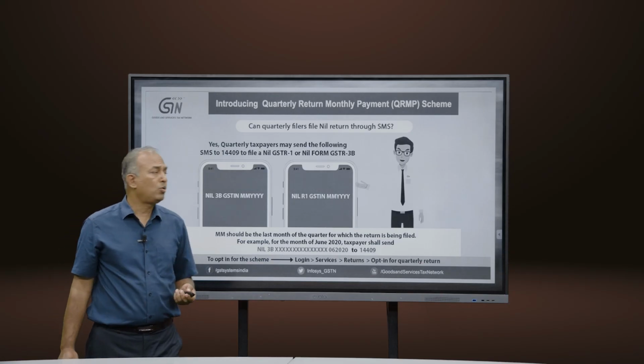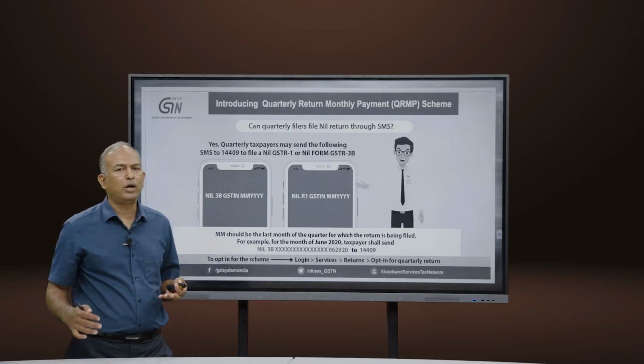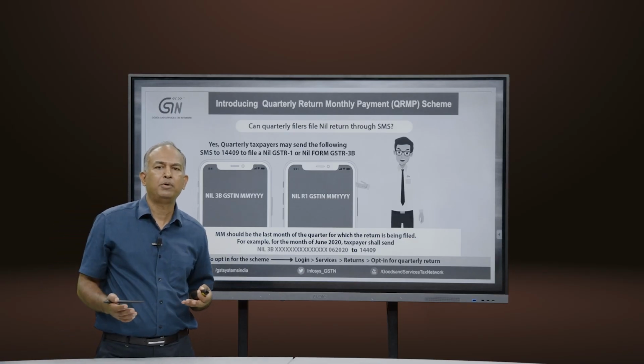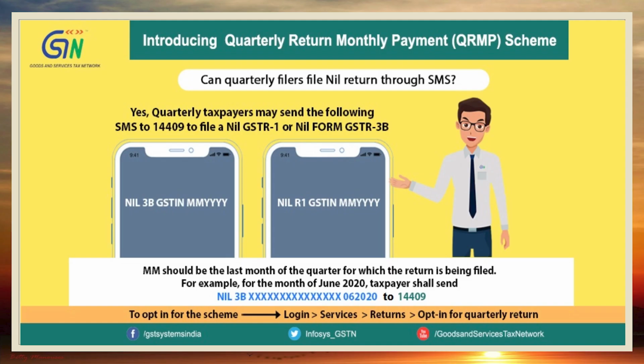Now come to the QRMP scheme. Many taxpayers came up with the view that they don't have any supplies during a particular tax period: do they need to go into the portal, upload the data, or file a nil GSTR? One very cumbersome process. So to facilitate that, the government came up with this: using the registered mobile number, the taxpayer can file a nil GSTR1 or a nil GSTR3B by sending an SMS in the format specified on this screen. It will then be treated as nil GSTR1, nil GSTR3B filed.